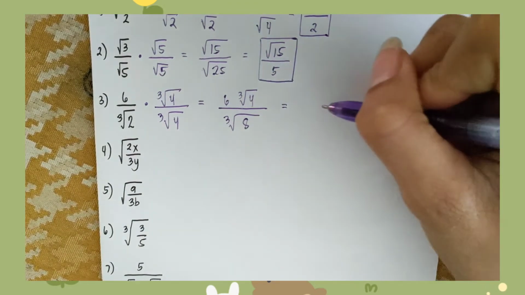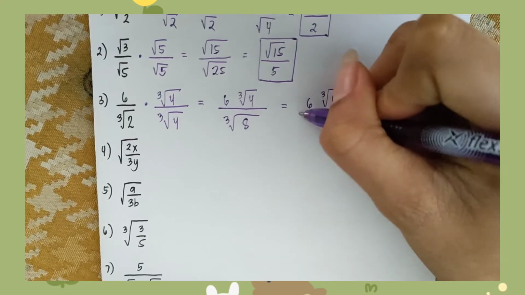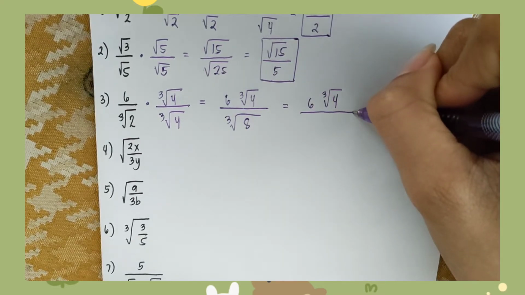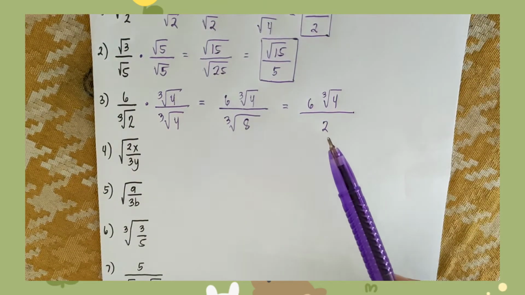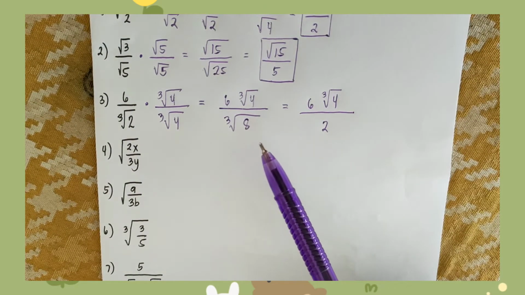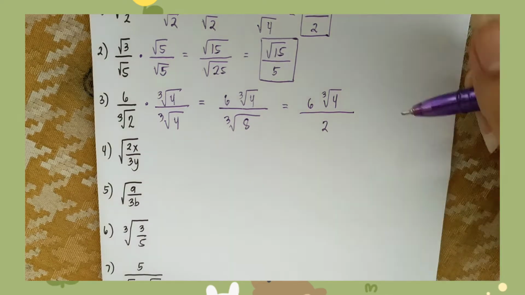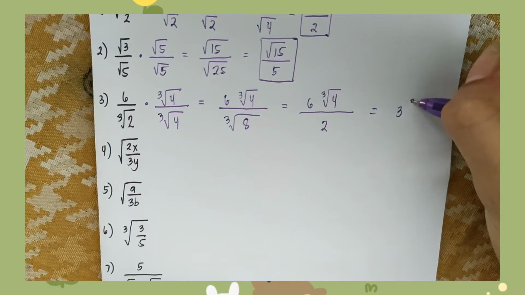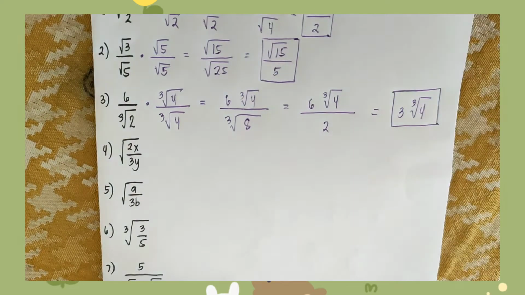So let us simplify. Just copy your numerator, 6 cube root of 4, all over 2, because 2 times 2 times 2 is 8. And we can still simplify this. 6 divided by 2 is 3. So we have this as our final answer.